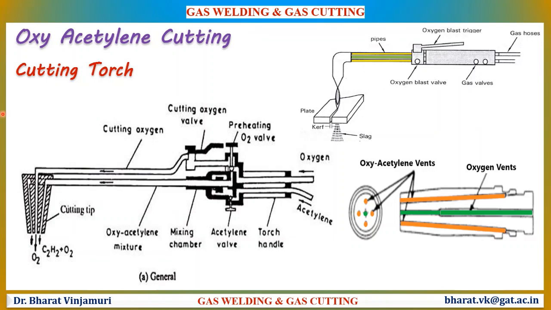The torch employed for Oxy-Acetylene cutting process is as shown in the figure. The torch will have a mixing chamber where oxygen and acetylene are combined. The torch consists of a nozzle that consists of a central hole surrounded by small concentric holes. The pre-mixed oxy-acetylene gas is made to flow through the small concentric holes, and compressed oxygen is made to flow through the central hole by pressing a lever on the torch handle.